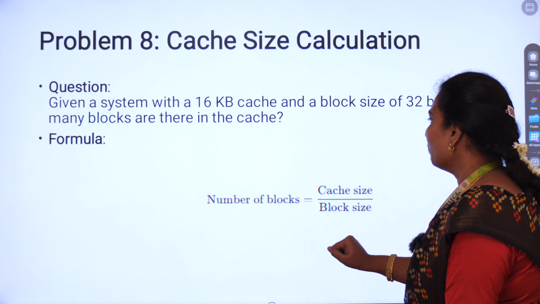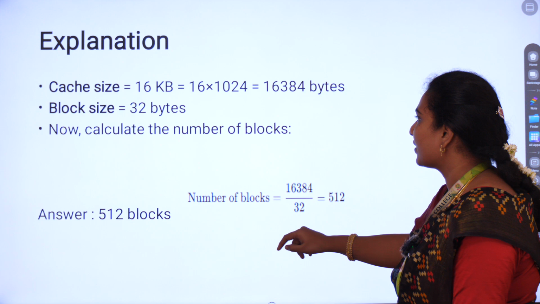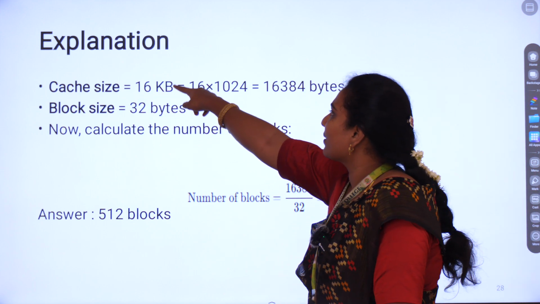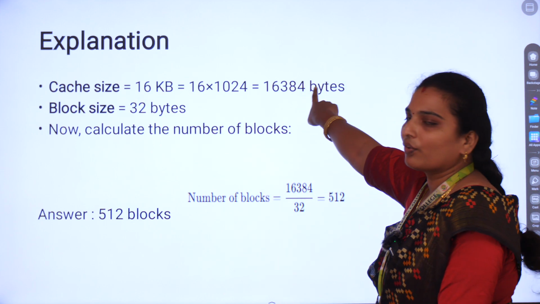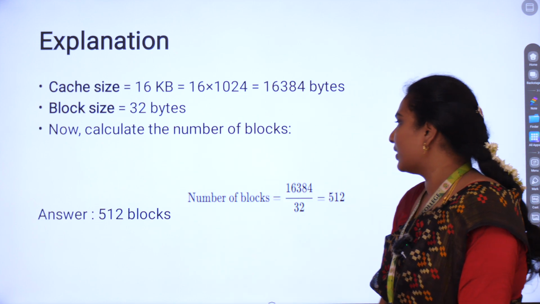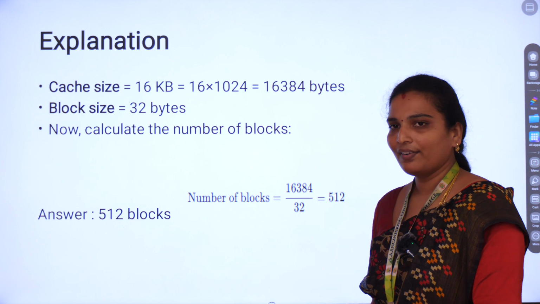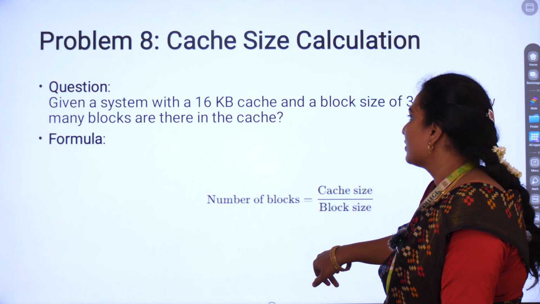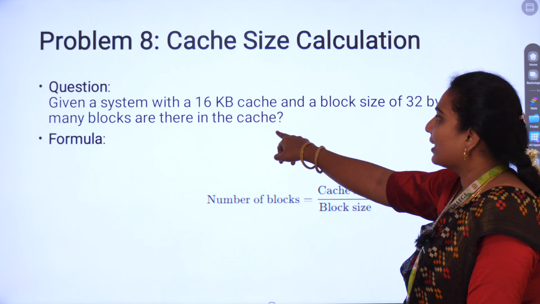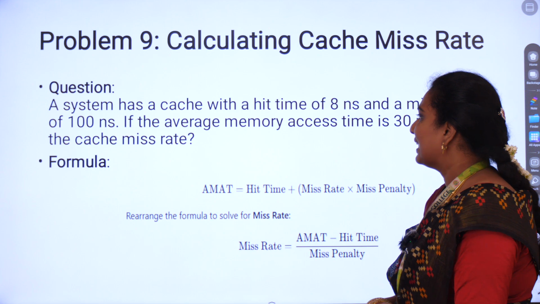So cache size and block size are needed. So 16 KB and 32 bytes, these are the values. The cache size 16 KB is multiplied by 1024 for converting the KB to bytes. Block size is already available in bytes. So we are substituting the values and arriving at an answer of 512 blocks. So how many blocks are there in the cache? 512 blocks are available. Okay, next problem.